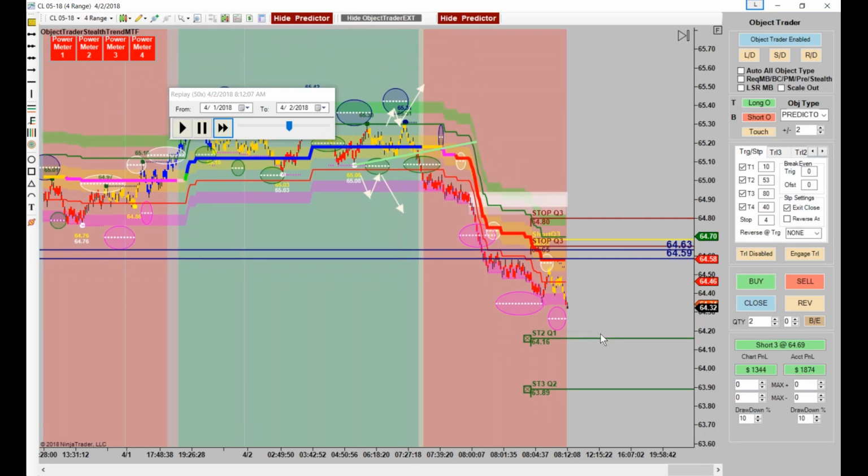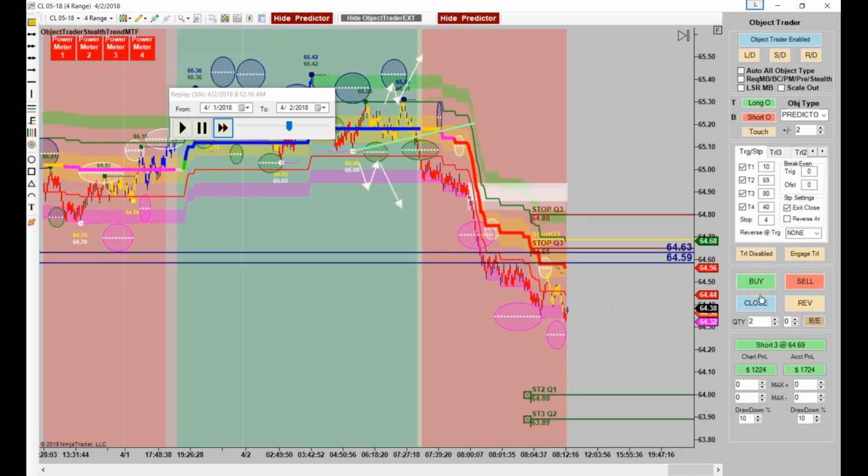Okay, notice how that's dropping quite nicely. You can even move your targets out of the way. You can get rid of one if you want to. You know, just click a buy if you want to. Okay, but let's see if we can pick the next trade.